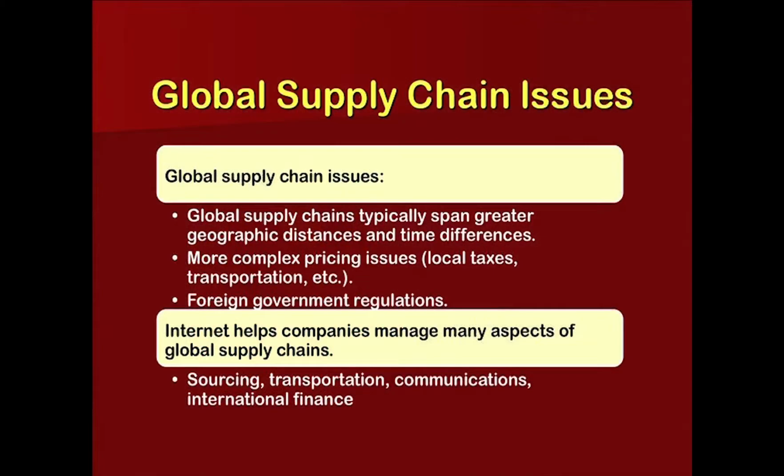Global supply chain issues. Global supply chains typically span greater geographical distances and time differences. They are more complex, with pricing issues, local taxes, transportation, etc. Foreign government regulations also impact these chains. The Internet helps companies to manage many aspects of the global supply chain in terms of sourcing, transportation, communications and international finance.